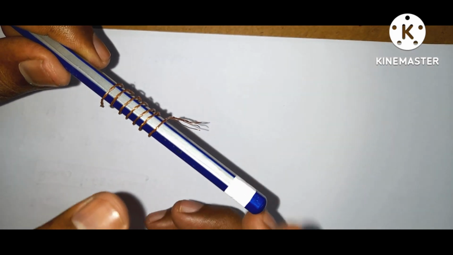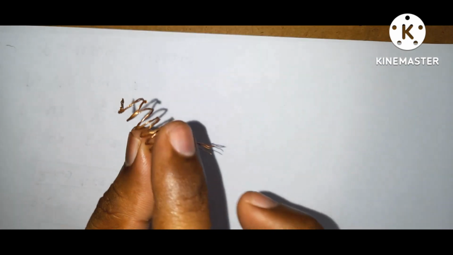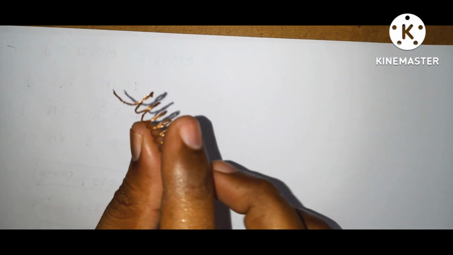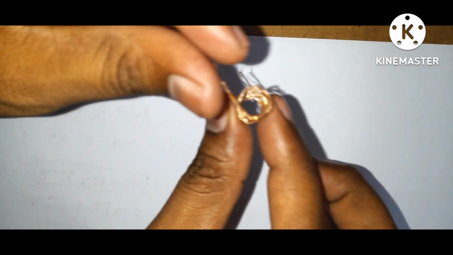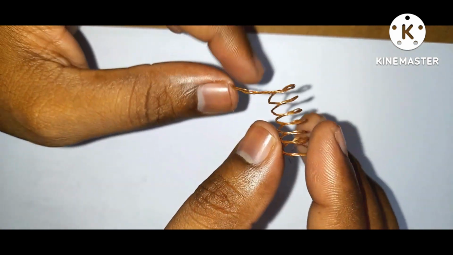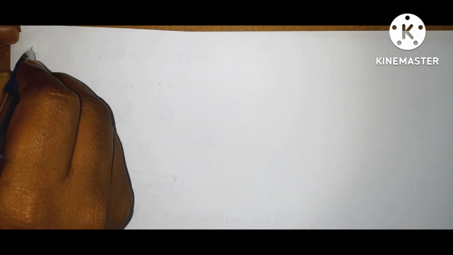Suppose we remove this iron material, this is called an air core inductor. If there is no core inside the inductor, this is called an air core inductor.